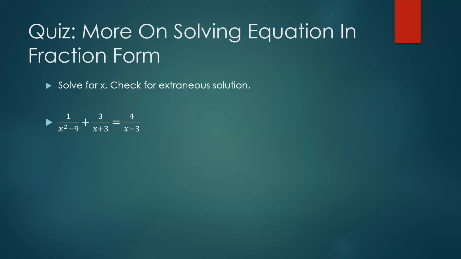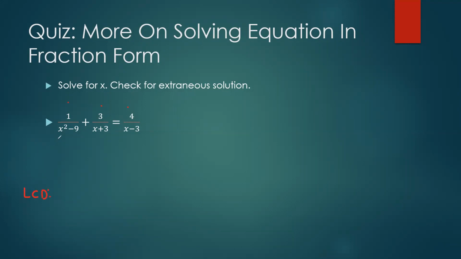Hello, I'm going to go over the quiz on solving equations in fraction form. The directions say solve for x, check for extraneous solutions. The first step is to get rid of the fractions by multiplying all three sides by the LCD. So what is our LCD?